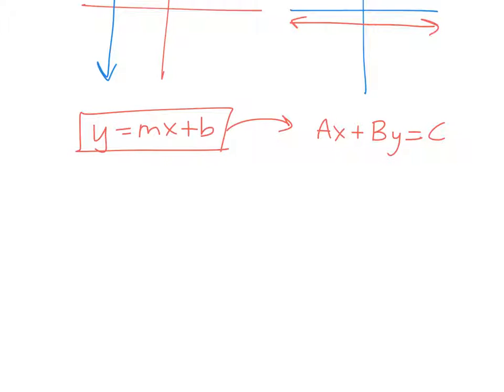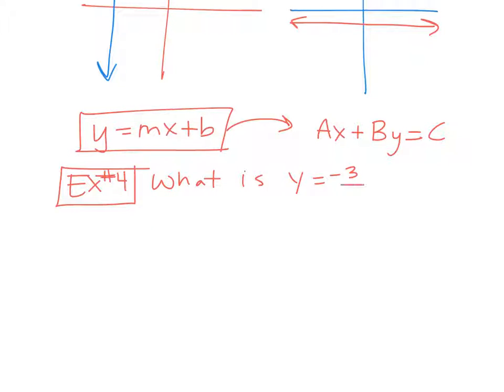So here's what we're going to do, okay? The question will look something like this. You'll have, this is like example 4 in your book. It'll say, what is y equals negative 3/7 x plus 5 in standard form?